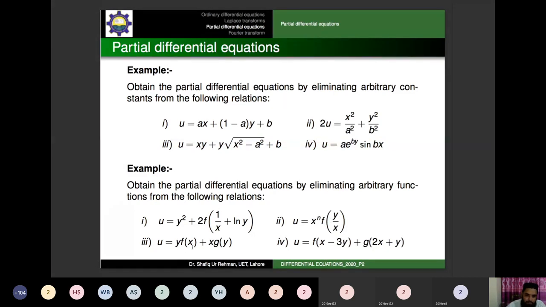From here, again, f is a function of x and y. You need to eliminate f and g from example number 3. 2 arbitrary functions are there to be eliminated. Same is the case with example number 2 and part number 4. You have to eliminate f and g.